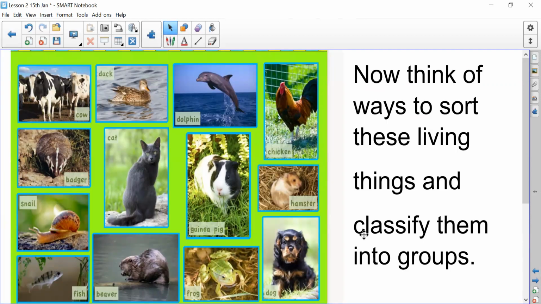How did you get on? Did you perhaps say that they could leap? Did you say that they are herbivores? Okay, like I said, lots of different ways you could just use your descriptions to classify the living things.